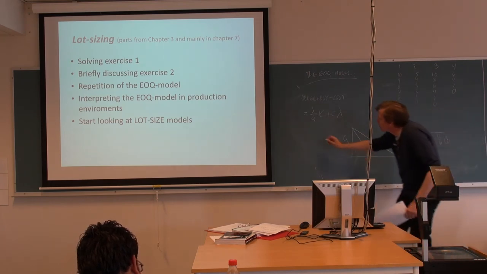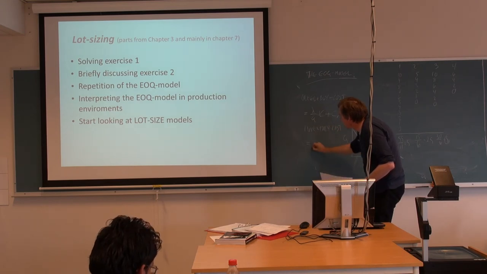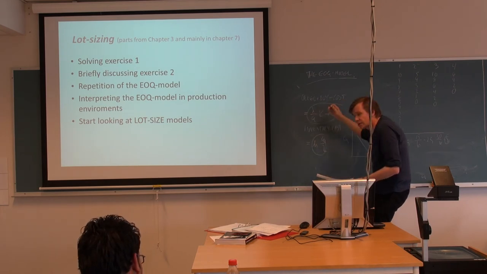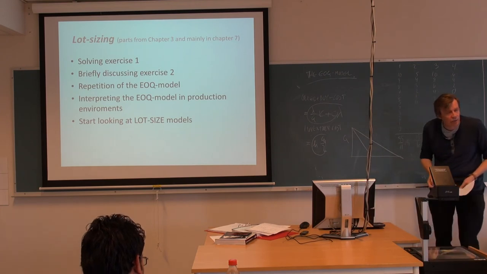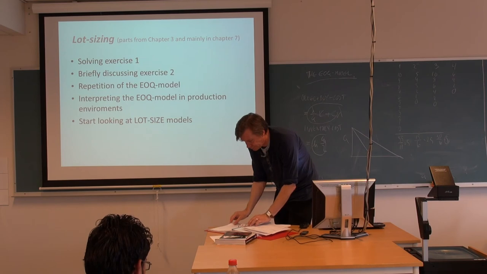So, inventory cost is H times Q halves. Okay, we have this expression and this expression. We just combine them and then look for the optimal solution. That is how it works.